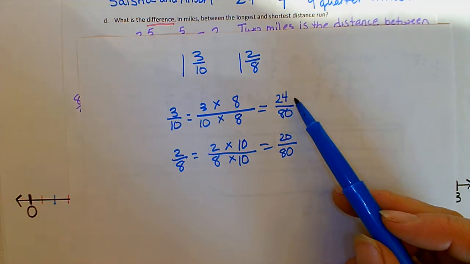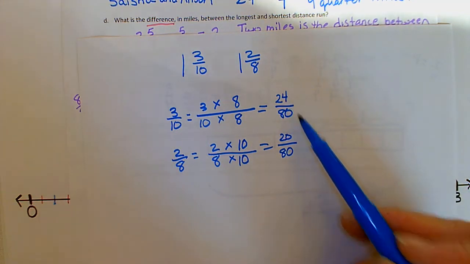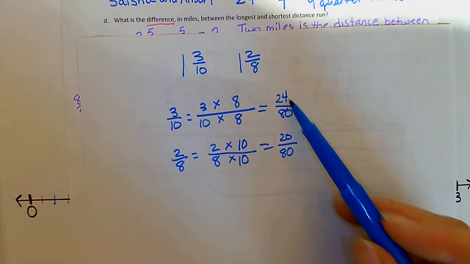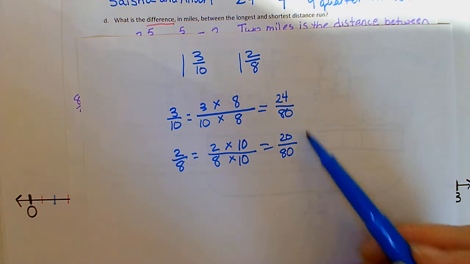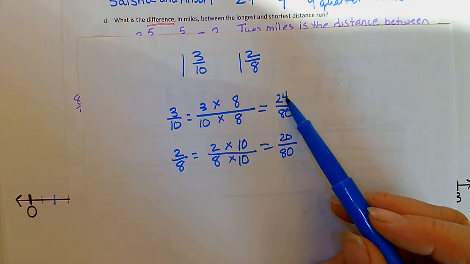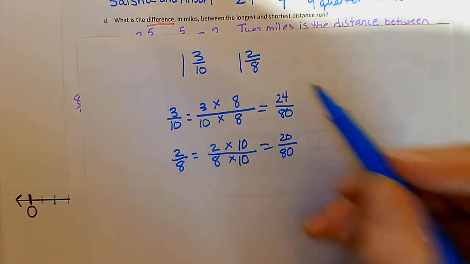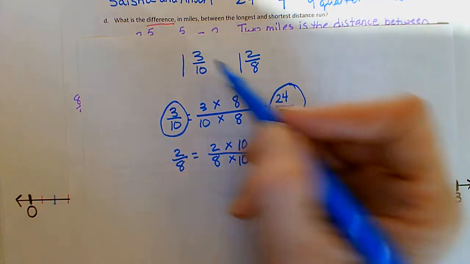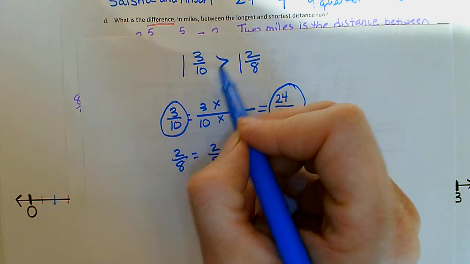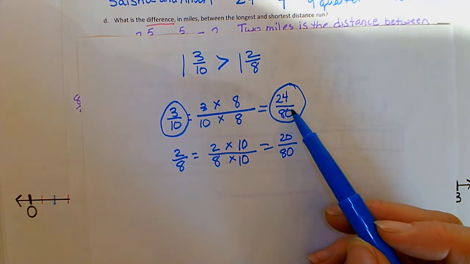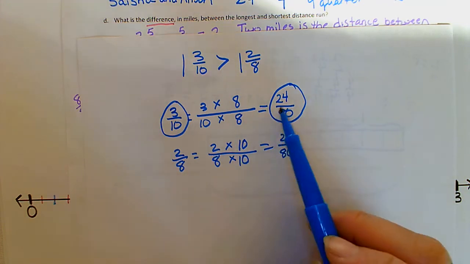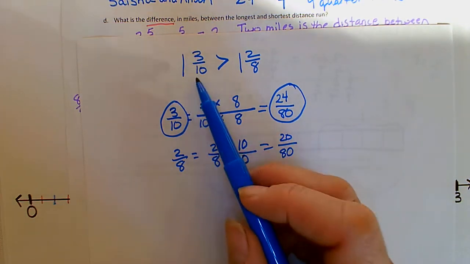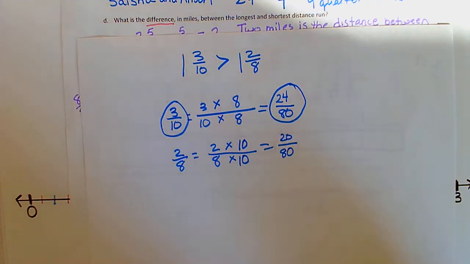So now I can compare 24/80ths and 20/80ths. The denominator is the same, so just look to see how many pieces you have for each, because the sizes are the same. They're both 80ths. 24 is more than 20. So I know this one is larger. So 24/80ths is equivalent to 3/10, so those are both the larger one. It's larger than this, which means that 1 and 3/10 is going to be larger than 1 and 2/8.